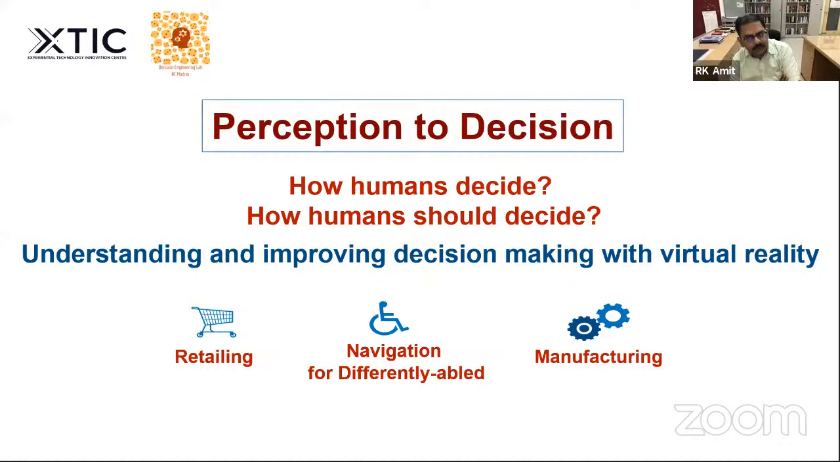And I think one of the areas I really want to emphasize is retailing, because if you look at the business domain, one area where there are a lot of biases is how we plan for the future, how we plan for the inventory. So one area I want to emphasize is retailing. Another is manufacturing.